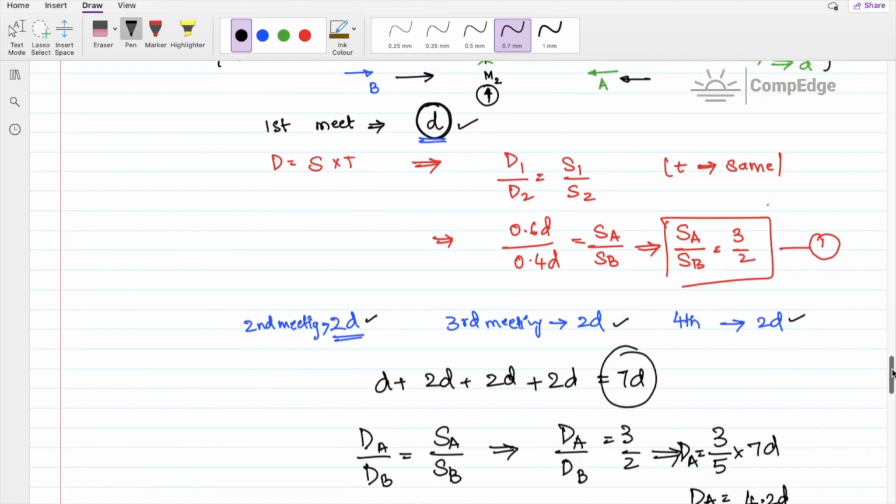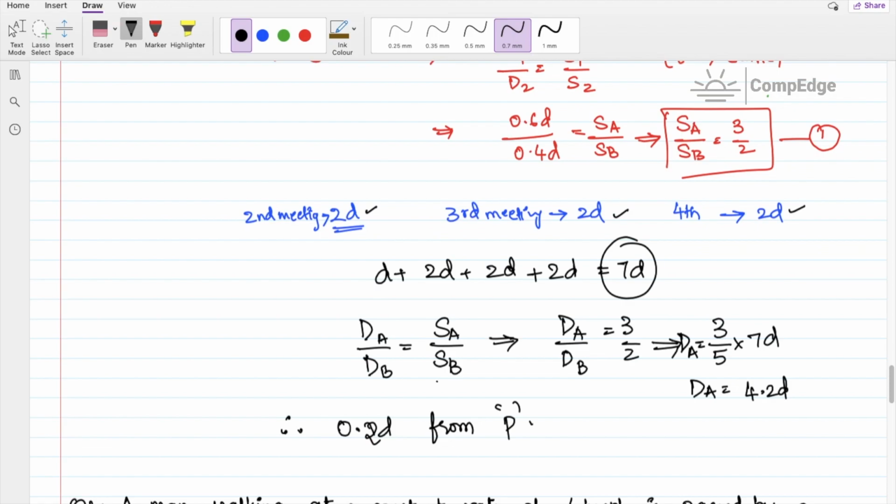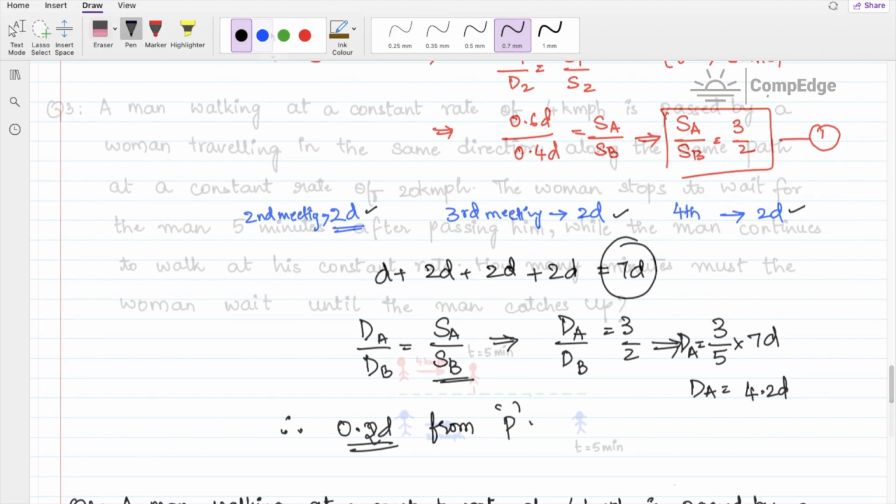And after that the total distance will be in the ratio of their speeds, and hence we can find out the location of the fourth meeting. I hope you've understood this problem. It was as simple as that.